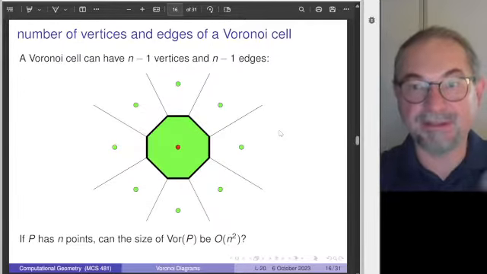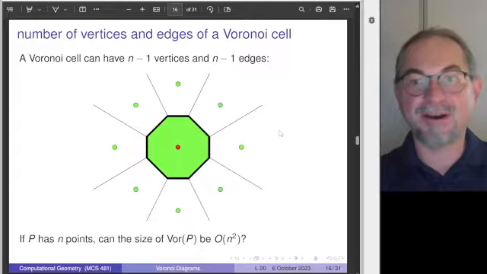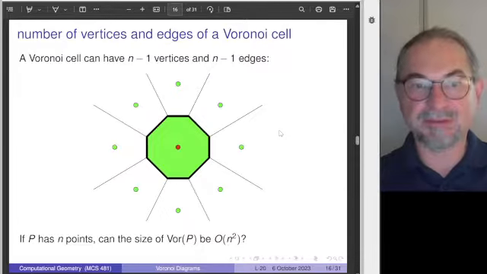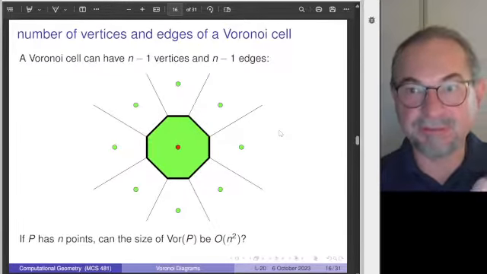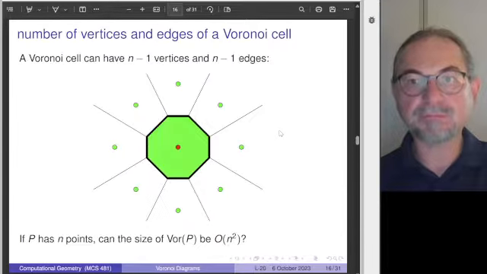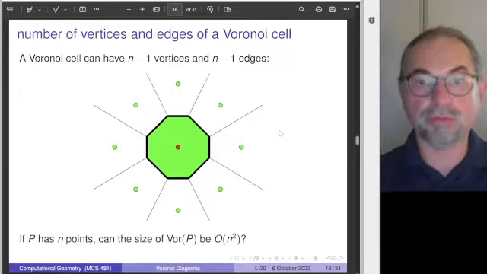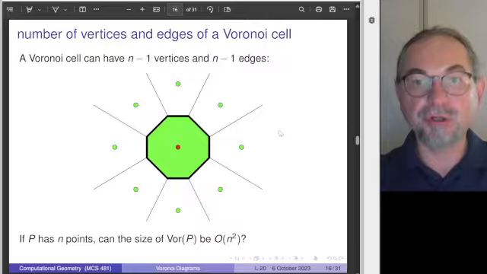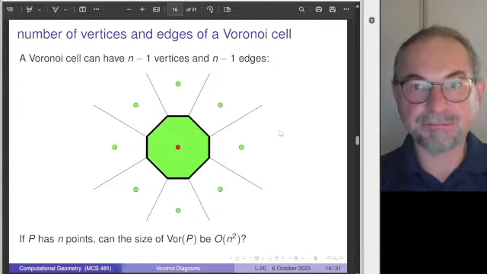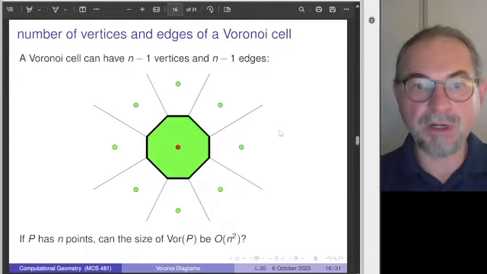And you can escalate this. So instead of having an octagon, you can have a 64-gon, and whatever number you want. So you see that this is kind of an alarming example. So the question is, can we ever have a Voronoi diagram where the total number of vertices, the total number of edges, what can that be? Can that be quadratic?